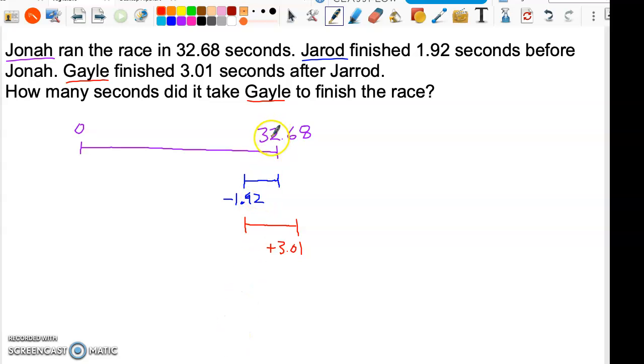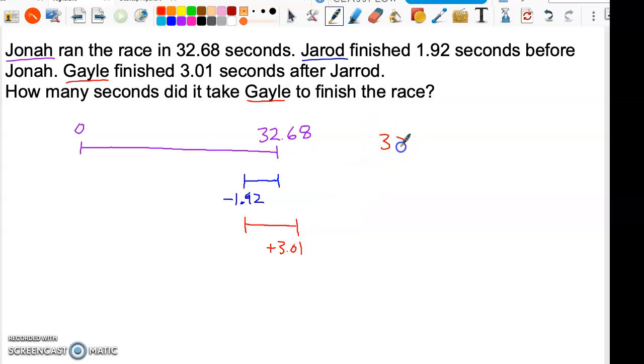So, how many seconds did it take Gail to finish the race? Well, we can see we have a positive number, we have a positive number, and we have a negative number, right? So I can just add up all my positives and do one final subtraction, or I can take 32.68, subtract 1.92, and then add 3.01 to it. Totally up to you what you want to do.